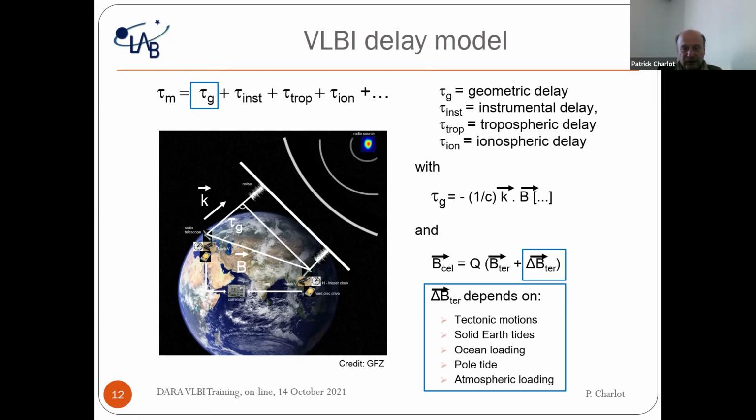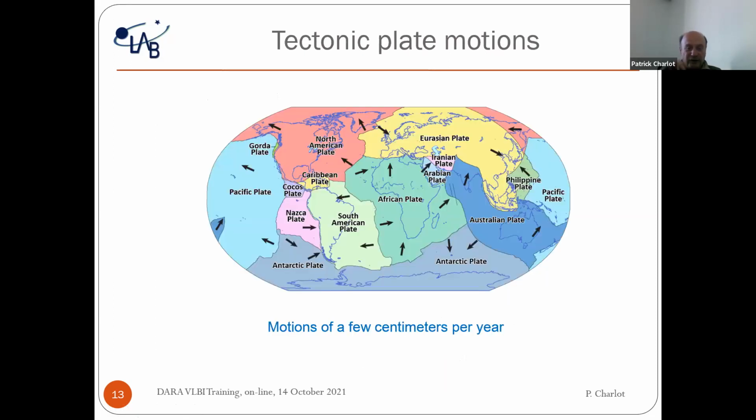I will just briefly explain all these corrections that you have to apply to this vector. First, you have tectonic plate motions. As you know, you have tectonic plates on the Earth, and these move at the level of a few centimeters per year. You need to account for this because the positions that you measure are typically at the level of a few millimeters, and if you don't account for the plate motions, you will not get the proper accuracy.